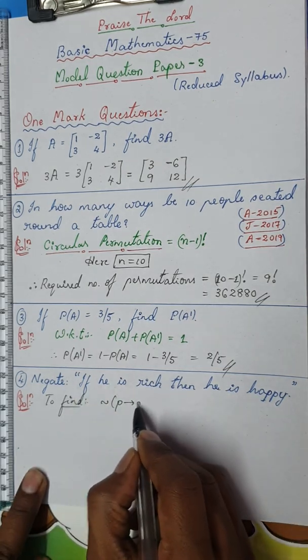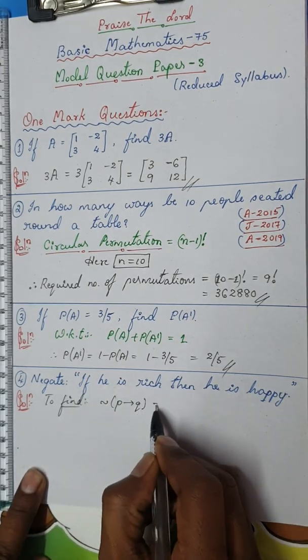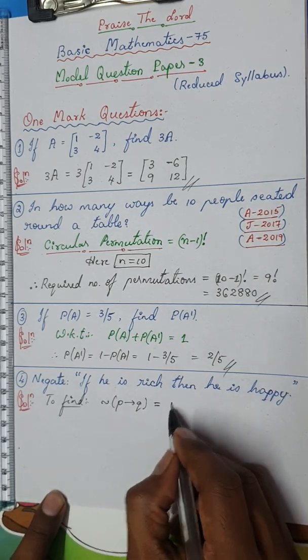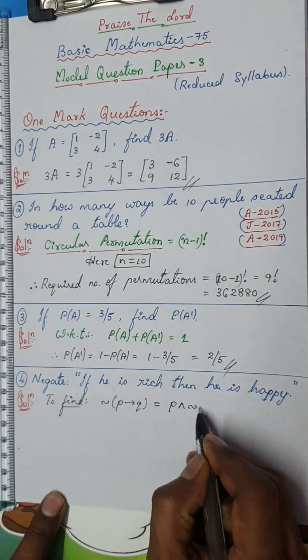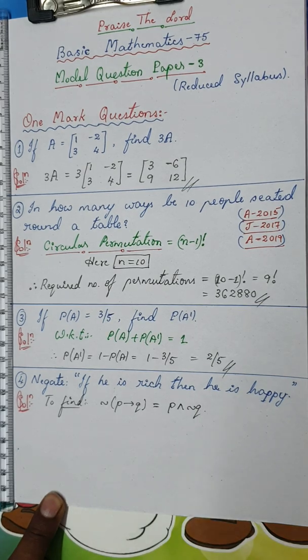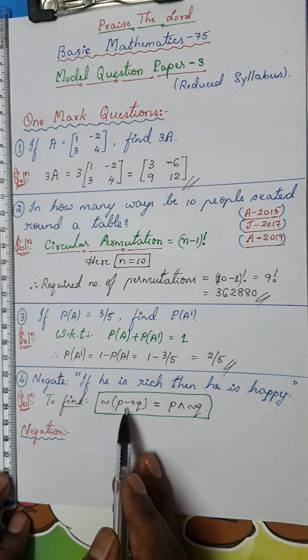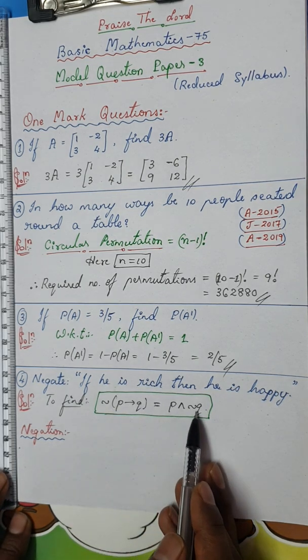It is a conditional statement, P implies Q. Please remember, this is the formula: negation of P implies Q is P and negation Q. Okay, so if you can remember this, you can write the answer. So remember, how do you negate P implies Q? It is P and negation Q.